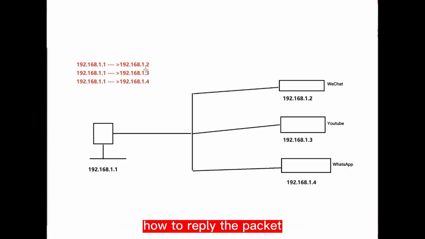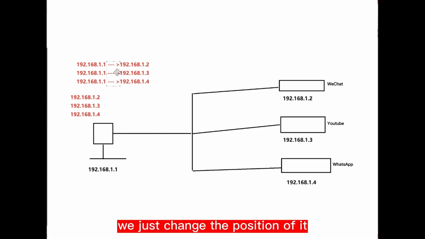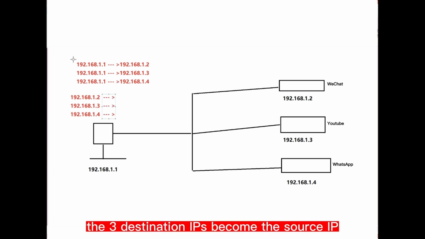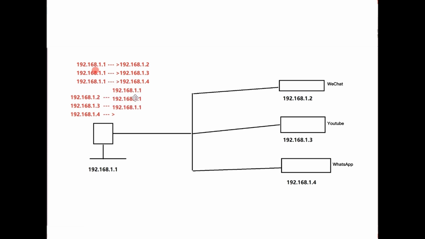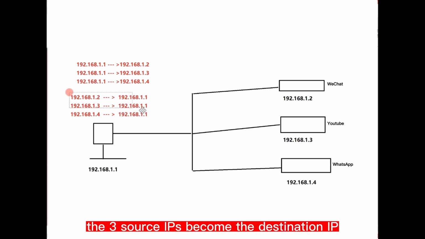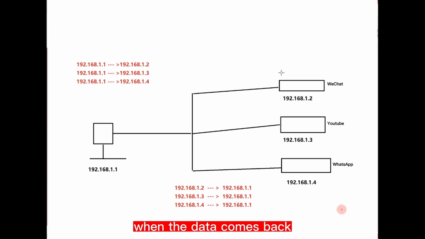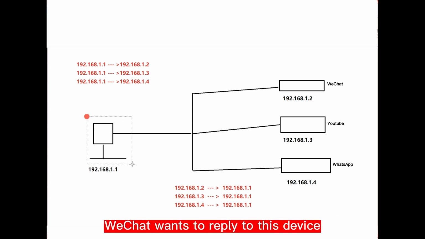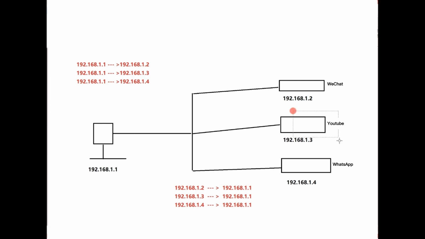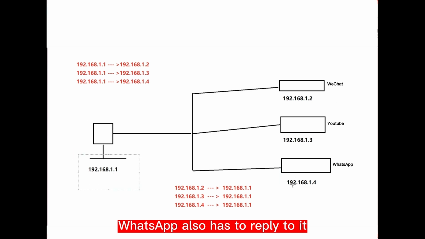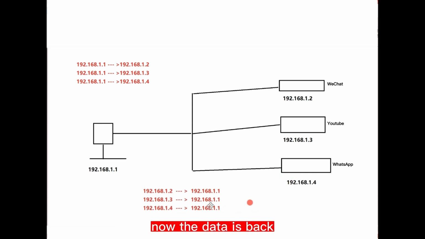How to reply to the packet? When replying to a packet, the order is like this. I write it out for you to see. We just change the positions: the 3 destination IPs become the source IP, and the 3 source IPs become the destination IP. When the data comes back, it looks like this. WeChat wants to reply to this device. YouTube has to give it a reply too. WhatsApp also has to reply to it. Now the data is back.